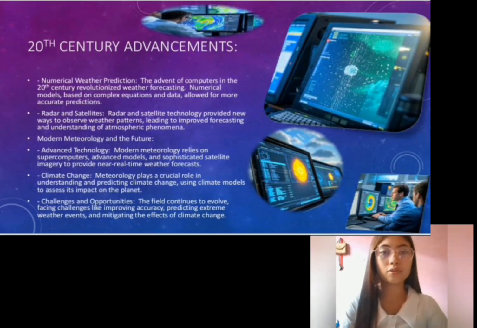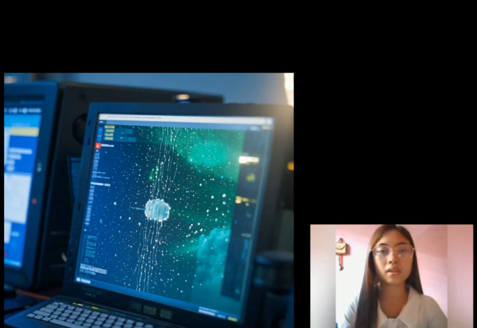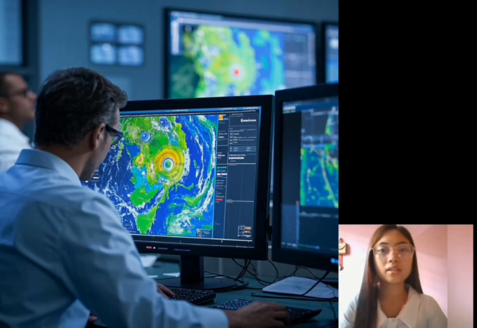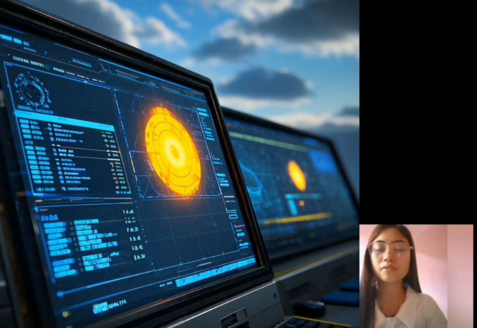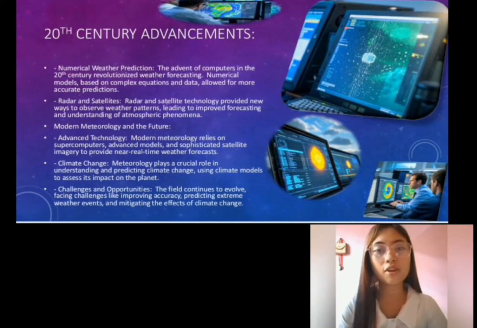Now, the 20th and 21st centuries: the computer age and beyond. Numerical weather prediction, or NWP: the invention of the computer revolutionized meteorology. NWP uses mathematical models and vast amounts of data to simulate atmospheric processes and predict future weather conditions. The accuracy of forecasts dramatically improved.